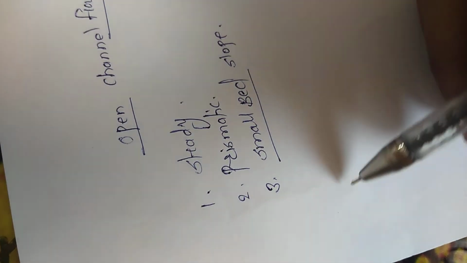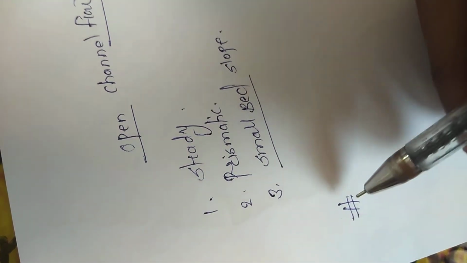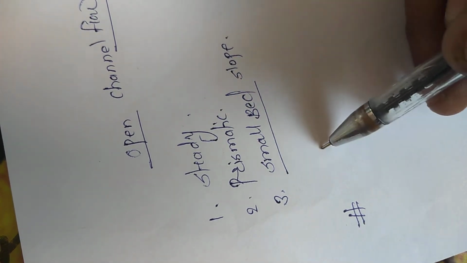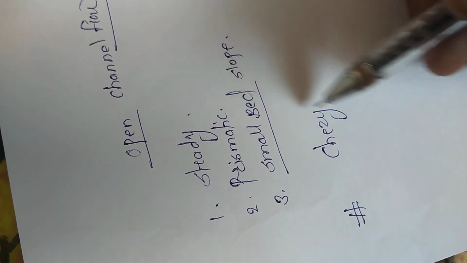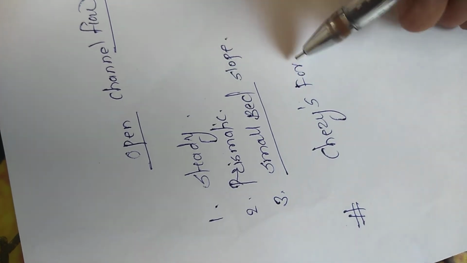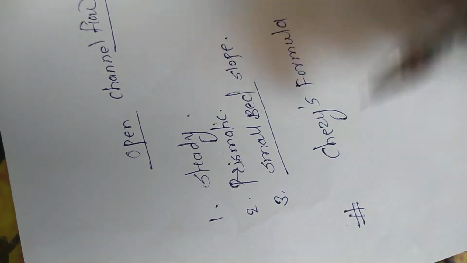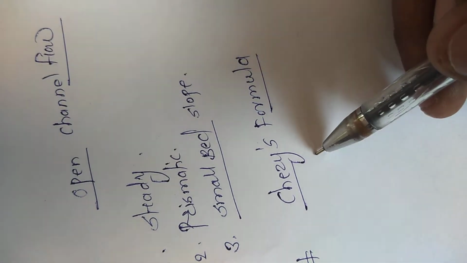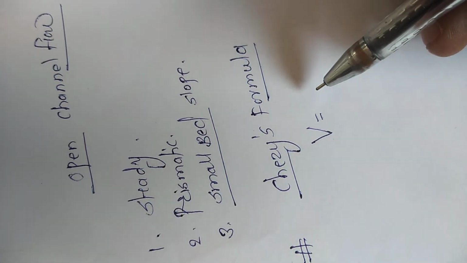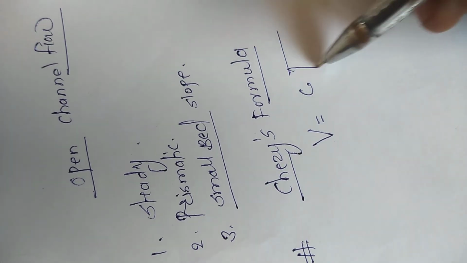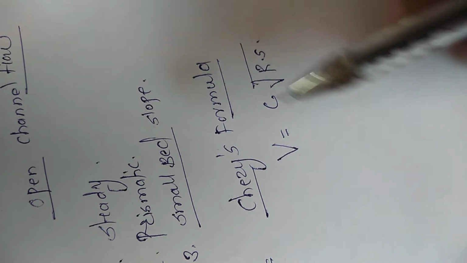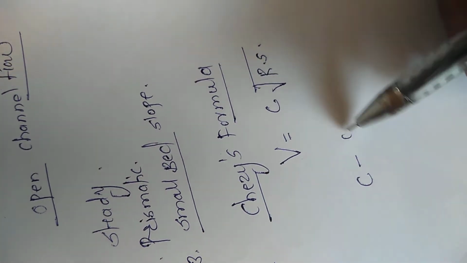So the first formula to find out the velocity is Chezy's formula. By using Chezy's formula, we find out the velocity of open channel flow. V is equal to C square root of R into S. These are the various parameters. C is the Chezy's constant.